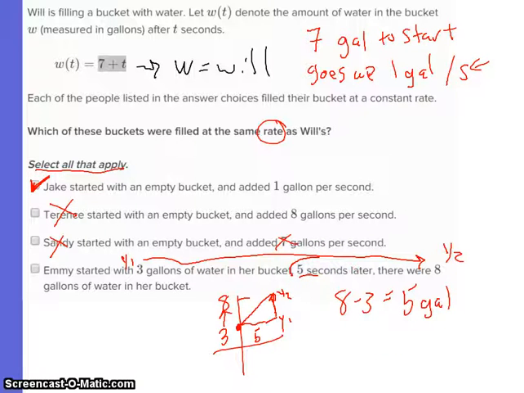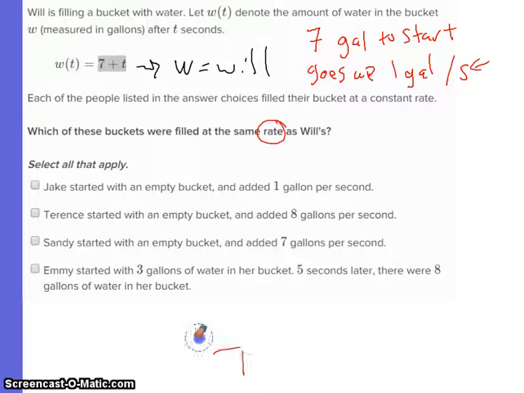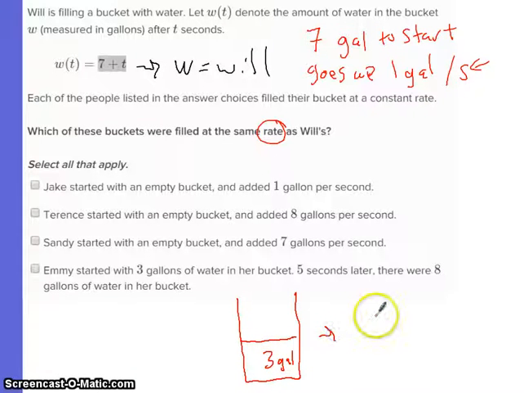Okay, we need to start over. I'm sorry for going too fast. We need to read this and reread it and reread it. Vanessa, could you read from "Emmy started with"? All right, stop there. Okay, I'm going to draw a bucket. It has 3 gallons. Okay, keep going.